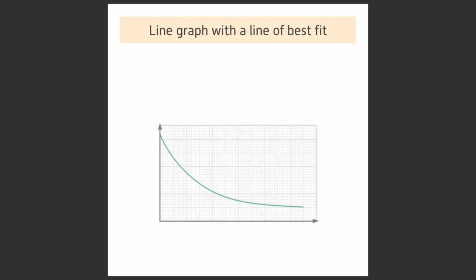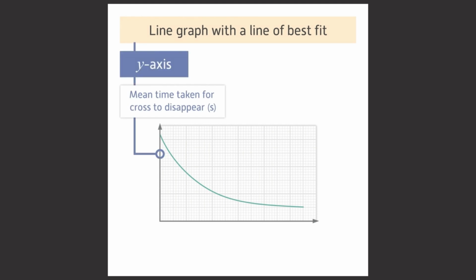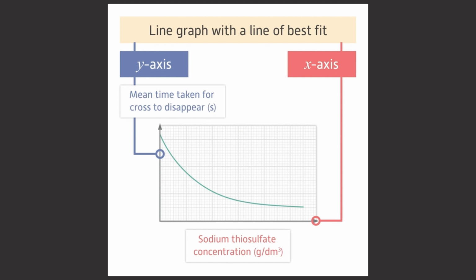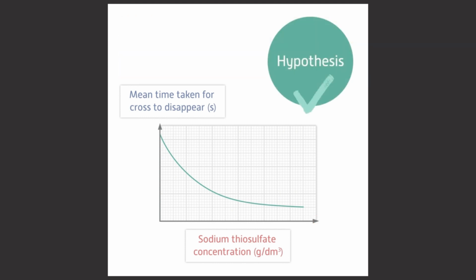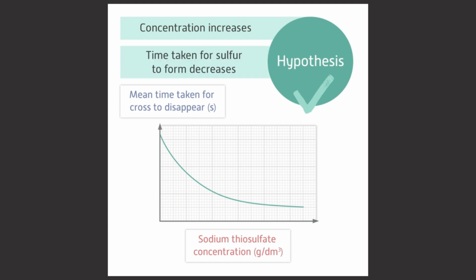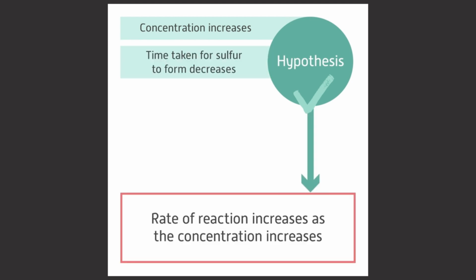A line graph with a line of best fit is plotted using mean time taken for cross to disappear in seconds on the y-axis and sodium thiosulfate concentration in grams per decimetre cubed on the x-axis. The graph shows that the hypothesis is correct. As the concentration increases, the time taken for sulfur to form decreases. This means that the rate of reaction increases as the concentration increases.